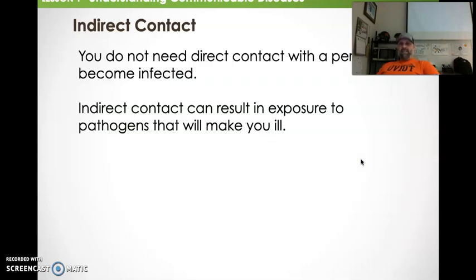Indirect contact. You do not need direct contact with a person to become infected with something. Indirect contact can result in exposure to pathogens that will make you ill. So indirect means somebody that was sick wiped their nose, touched the desk that you were in the hour before, and it lived on that desk. You touched that desk, then you touched yourself.